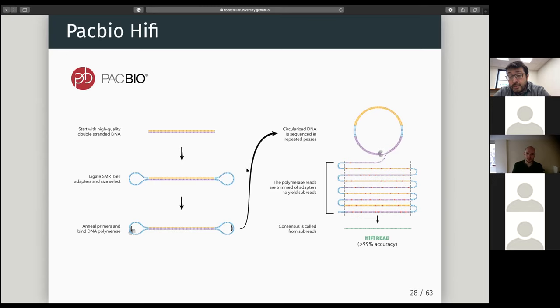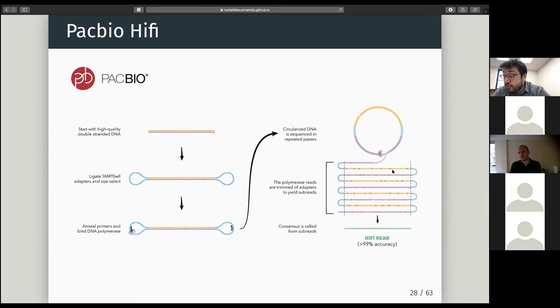And you see when you displace it, because you have these hairpin adapters on each side, you create a circle. And the polymerase will go around multiple times to sequence the same template. So now this is still single molecule sequencing because the same molecule you're sequencing over and over again, right? So you can see that you're sequencing the negative strand, the adapter, positive strand, adapter, negative strand, and keep going.